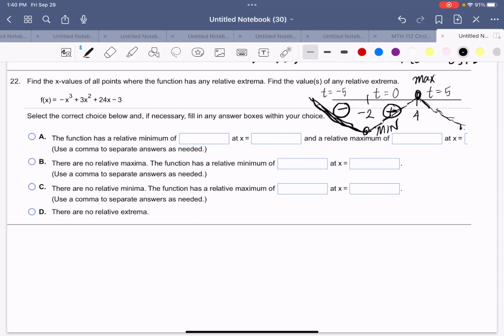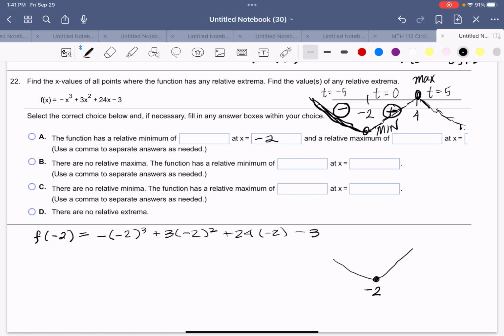So now that we know where the local extrema occur, we need to find the actual value of those. When the function is changing from decreasing to increasing, you've got your local minimum, and that's occurring at x equals negative 2. To find the actual minimum, we have to put that in the original function, not in the derivative. So you've got to be careful about that. So it's going to be a minus and a minus 2 cubed, plus 3 and a minus 2 squared, plus 24 times minus 2, subtract 3.